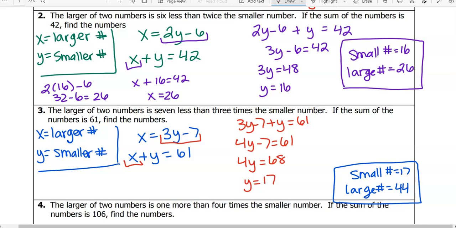And then to find the large number, you could plug it into either spot. I like this one. So x plus 17 equals 61. Subtract 17 over, and you get 44. Yes? Where did the 4 come from? I combined 3y and y together.